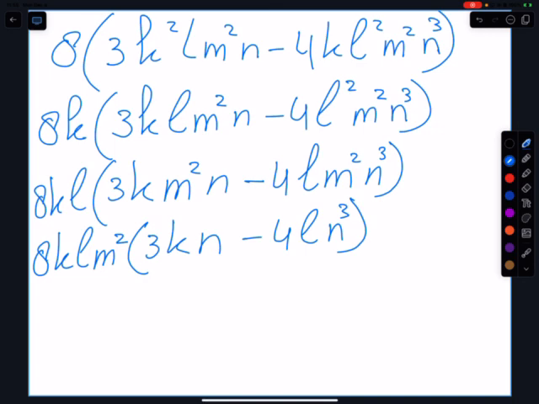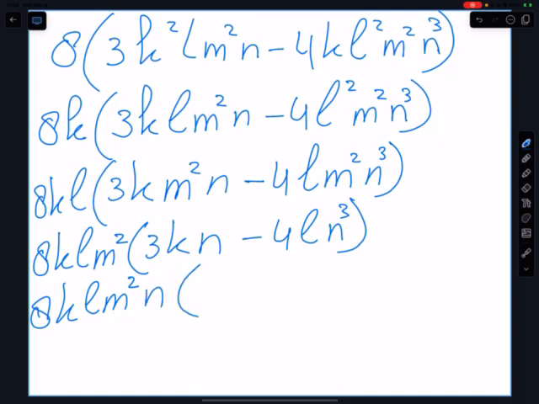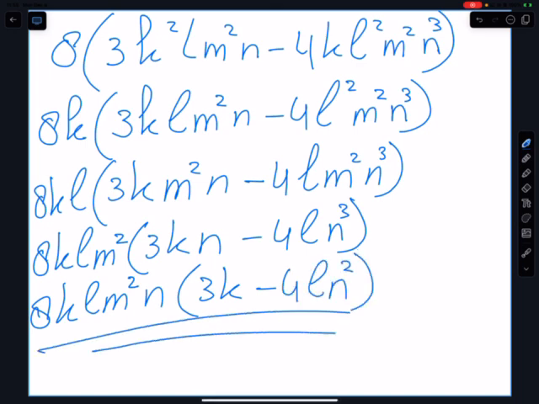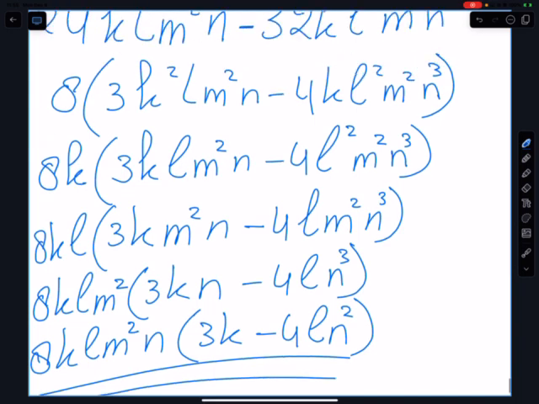The last one is n. The lowest power of n is to the power of 1. So you remove 1. 8klm squared n, 3k minus 4ln squared. This is your final answer.